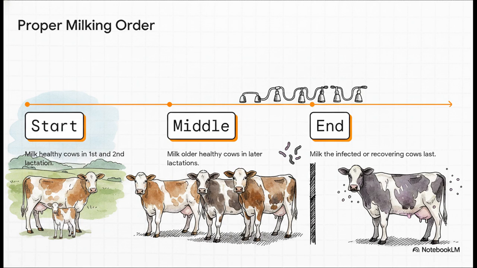And one fascinating, completely zero-cost management tool is simply enforcing a strict milking order. It goes like this. You start by milking your youngest, healthiest cows in their first and second lactations. Then you move on to the older, healthy cows. You always milk the infected or recovering cows dead last. This creates a physical, chronological barrier that stops the bacteria on a milker's hands or equipment from traveling down the line to the healthy animals. It's so simple, but so effective.